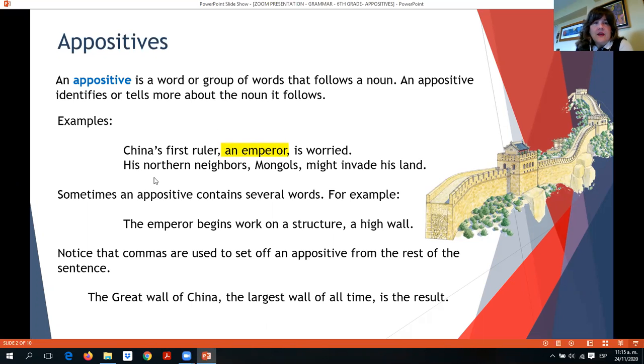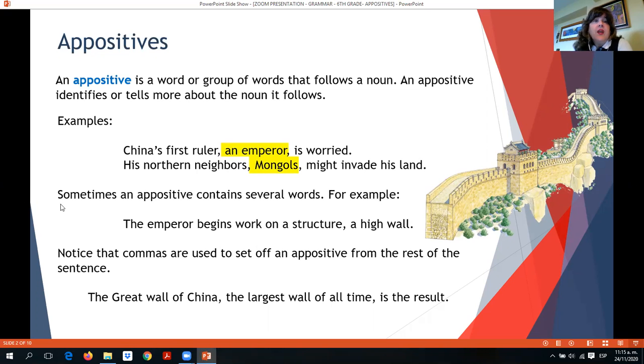Let's see the second sentence. His northern neighbors, Mongols, might invade his land. The main noun that the appositive is describing is neighbors, and the appositive is Mongols, because the neighbors were Mongols. We're saying something else about the neighbors, okay? So Mongols, in this case, is the appositive.